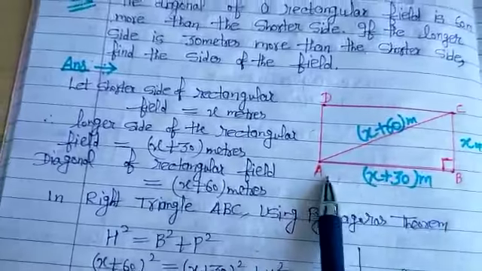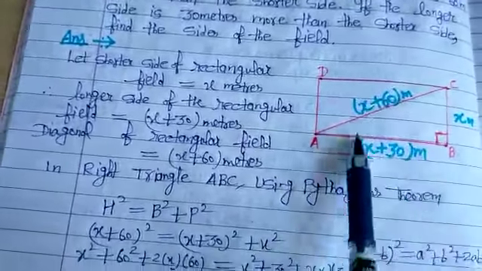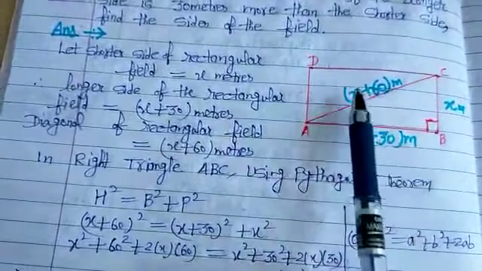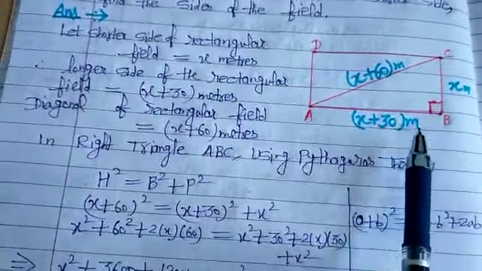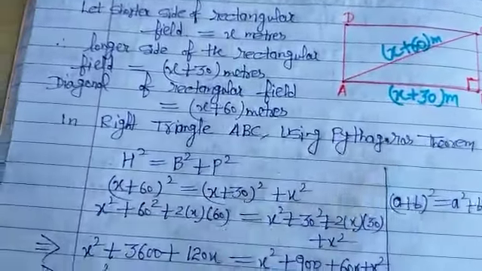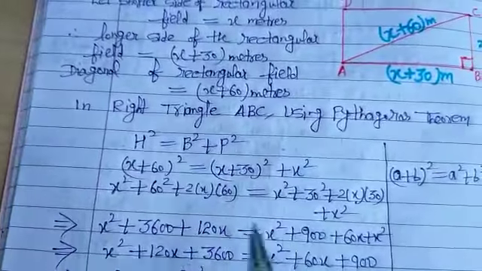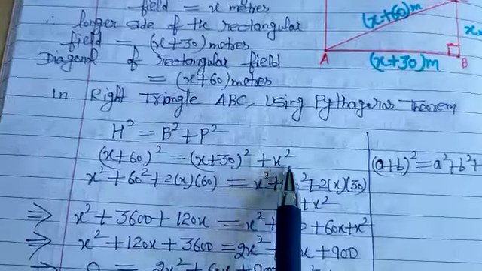ABC is a right angle triangle in this rectangular field ABCD. So all the three sides are given here, but all in terms of the variable x: x, x plus 30 and x plus 60. To find the actual value of all the sides, you see this is a right angle triangle, so we will apply the Pythagoras theorem here. Pythagoras theorem is hypotenuse square is equal to base square plus perpendicular square. So it is coming x plus 60 whole square is equal to x plus 30 whole square plus x square.